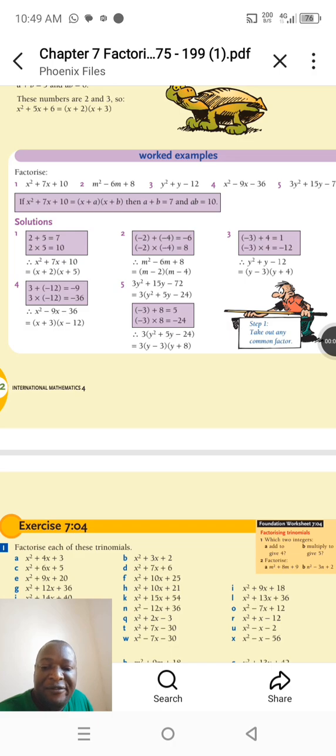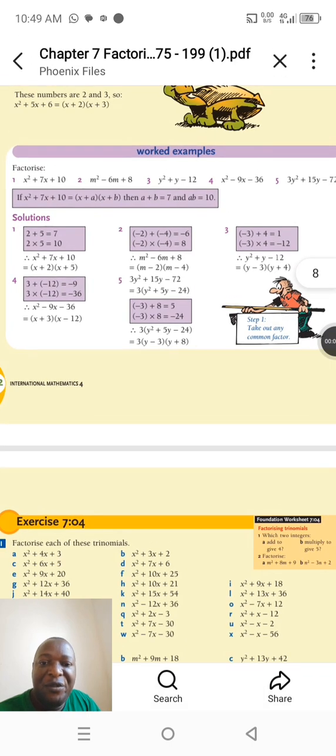So for the factorized format, we just use the numbers that we have identified. So it's going to be m, which is the variable, minus 2 into m minus 4. If you expand that expression, it will take us back to m squared minus 6m plus 8. Then example 3, y squared plus y minus 12.